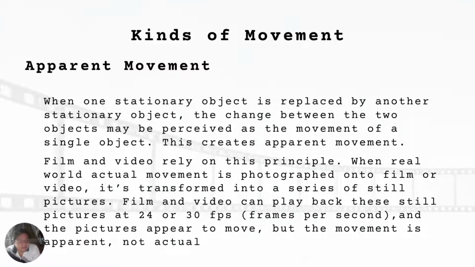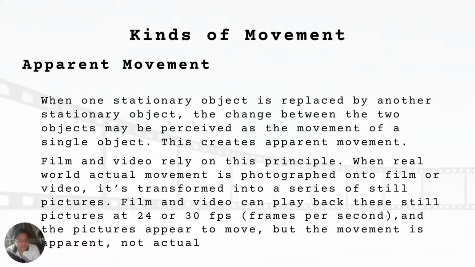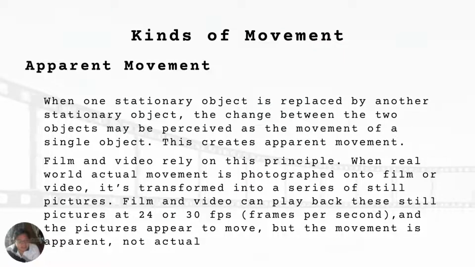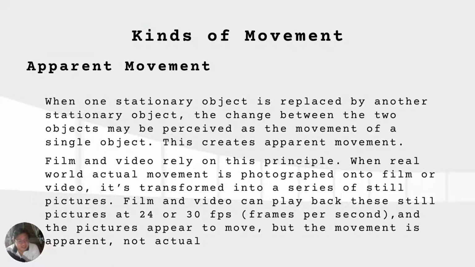Now you have apparent movement, when one stationary object is replaced by another stationary object. The change between the two objects may be perceived as the movement of a single object. Okay, this creates apparent movement. Now, film and video rely on this principle. When real world actual movement is photographed into film or video, it is transformed into a series of still pictures.